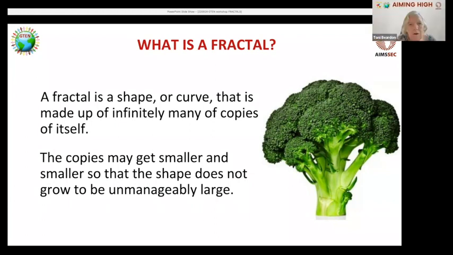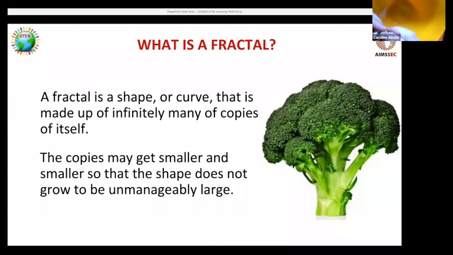So what we have got is a shape, a solid 3D shape, which we can keep breaking up. And each of the smaller pieces is a copy of the one that we started from. They all look the same. They've all got the same structure. And that's what a fractal is. The copies get smaller and smaller, so the shape doesn't grow to be unmanageably large. So we'll see different ways of looking at these fractals, this fractal formation.